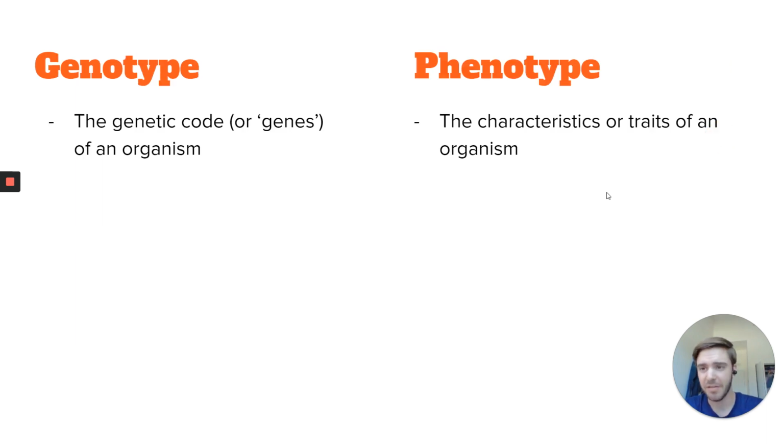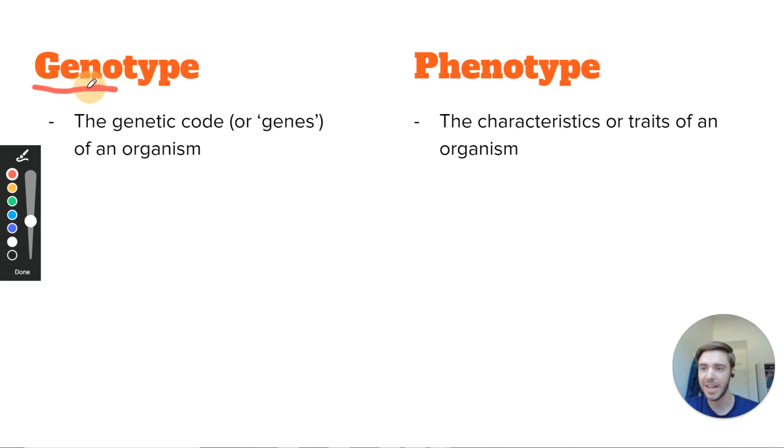So genotype and phenotype. When we say genotype, that is just the genetic code or the genes of something, what the DNA says. You can remember that with genetic, genotype. Now your phenotype is your characteristics or traits. It is how you look. So you can think of pheno as kind of like photo, so like how you look.